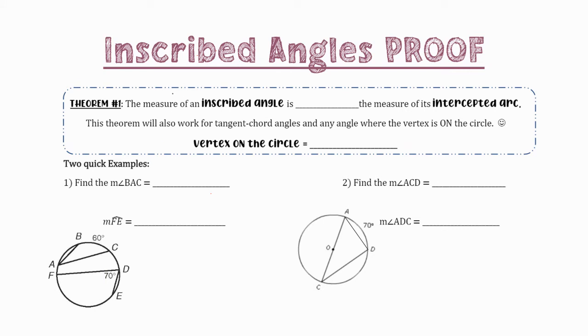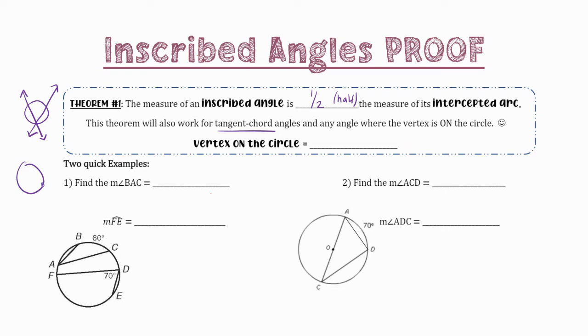Theorem number 1, we're going to talk about a few. The measure of an inscribed angle is 1/2, or you can write the word half, the measure of its intercepted arc. This theorem will also work for a tangent and a chord, right? Like we just looked at it when it was 2 chords. It could also be 2 secants, right? A chord is a portion of a secant. But I could have it where the 2 secants intersect on the circle.